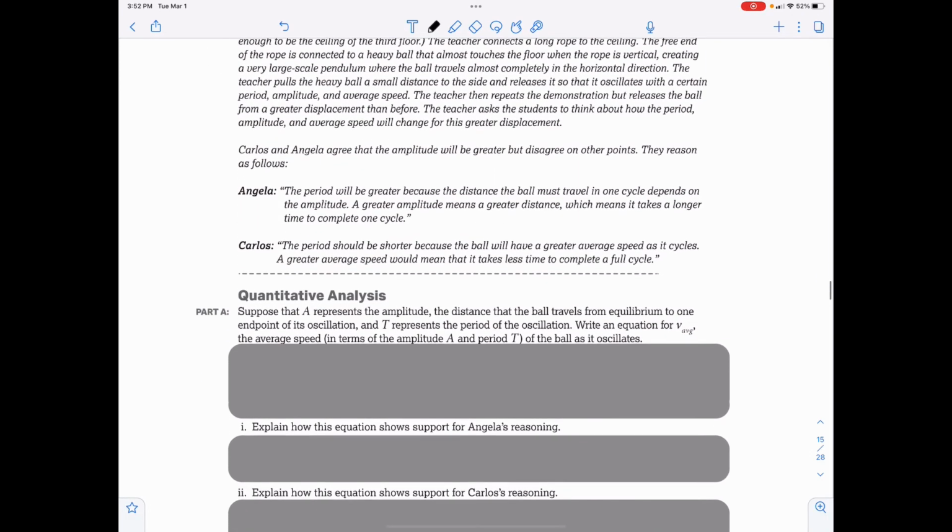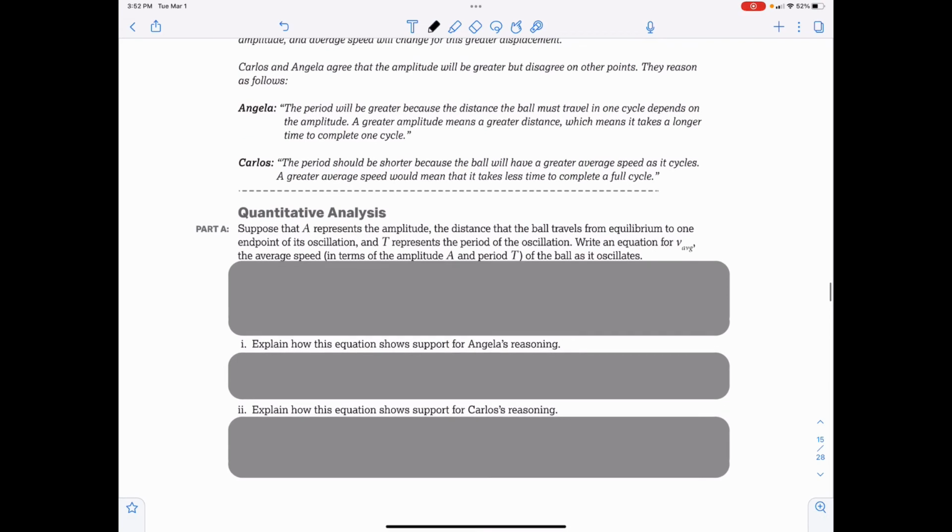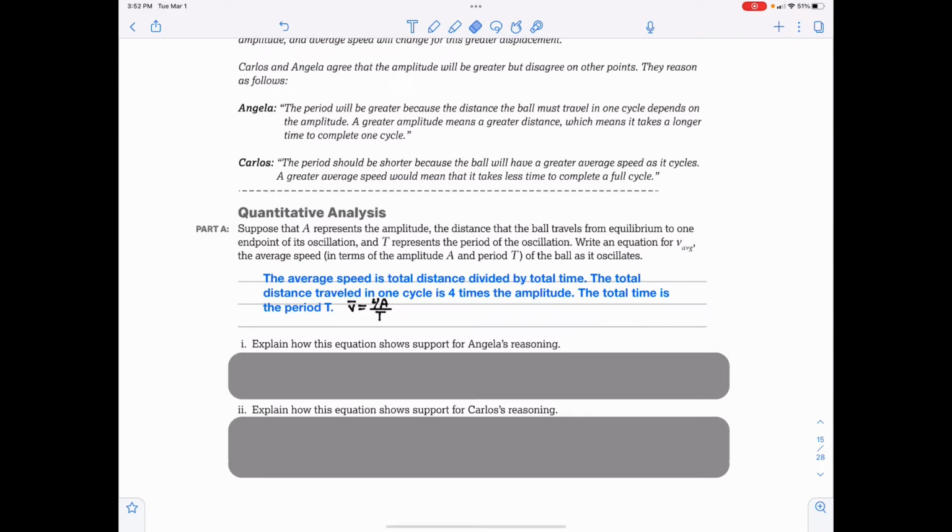Part A, quantitative analysis. Suppose A represents amplitude and the distance traveled by the ball from equilibrium to one endpoint of its oscillation, and T represents the period of oscillation. Write an equation for v average, the average speed, in terms of amplitude and period of the ball as it oscillates. Okay, average speed is total distance divided by total time. The total distance of one cycle is 4 times the amplitude.